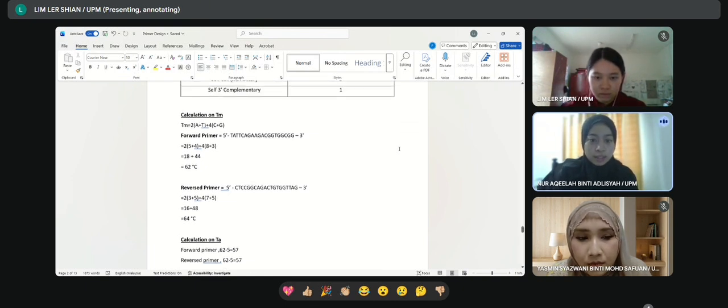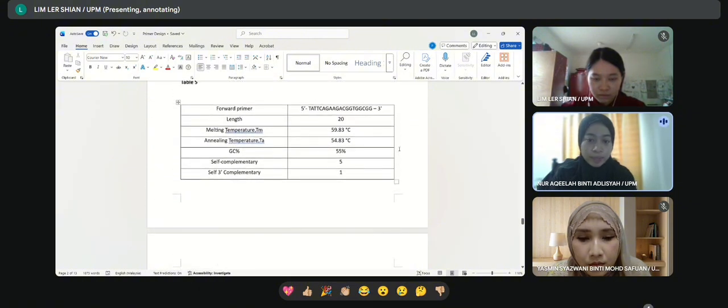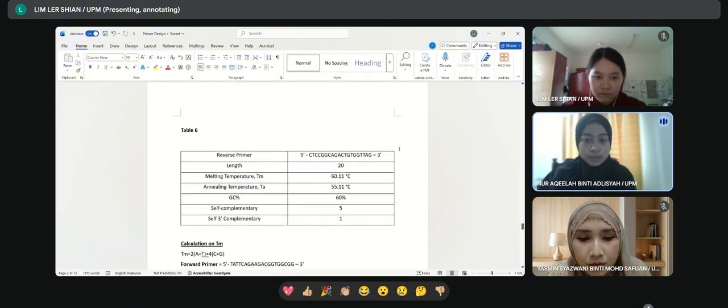For the GC content, it is 55% for the forward and 60% for the reverse, which falls perfectly within the optimal 40 to 60 range. It also provides stable hybridization without making the strand resistant to denaturation.